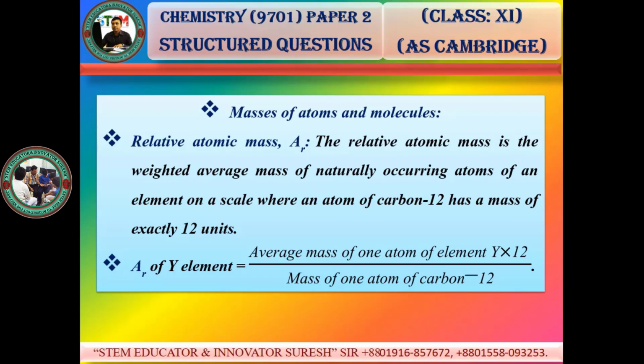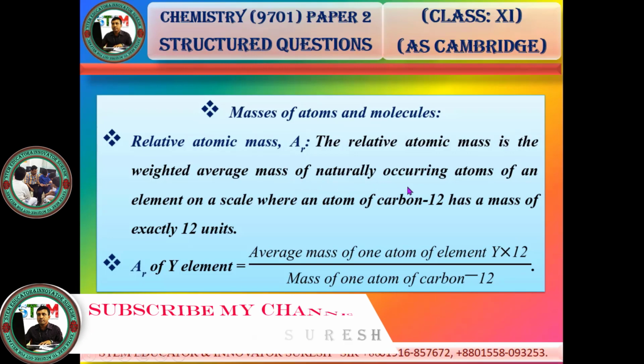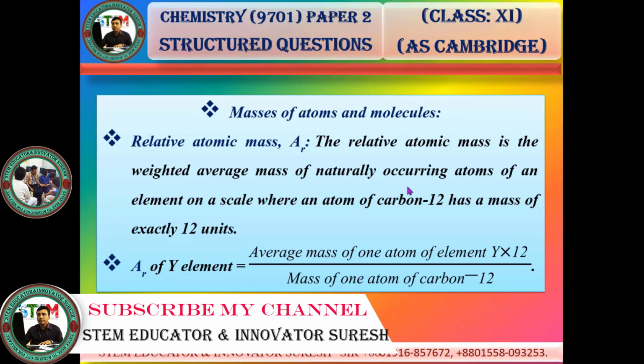First of all, we have to define relative atomic mass, Ar. The relative atomic mass is the weighted average mass of naturally occurring atoms of an element on a scale where an atom of carbon-12 has a mass of exactly 12 units.